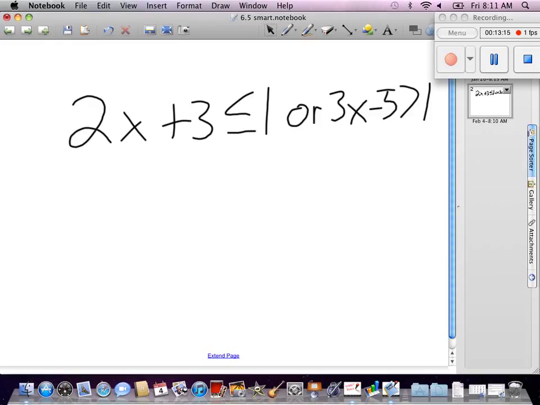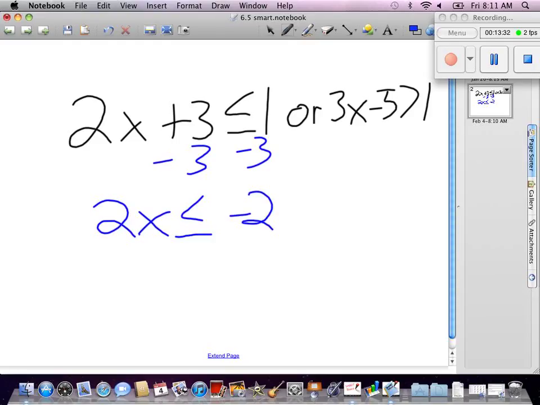All right, somebody want to try this one? What do I do first? Yes, Demetrius. I subtract 3 from both sides. And I get 2x is less than or equal to negative 2. Demetrius, what's my next step? I divide everything by 2. So I get x is less than or equal to negative 1. Good.